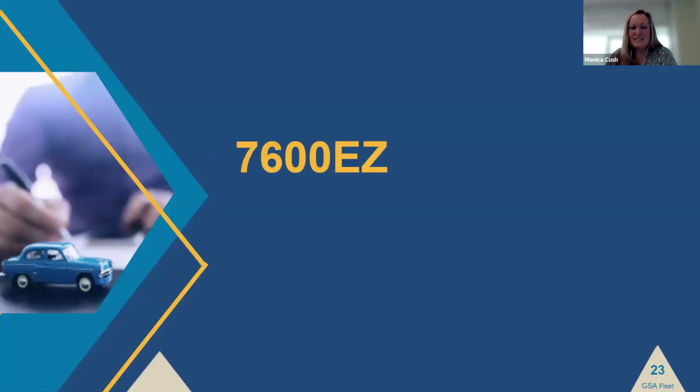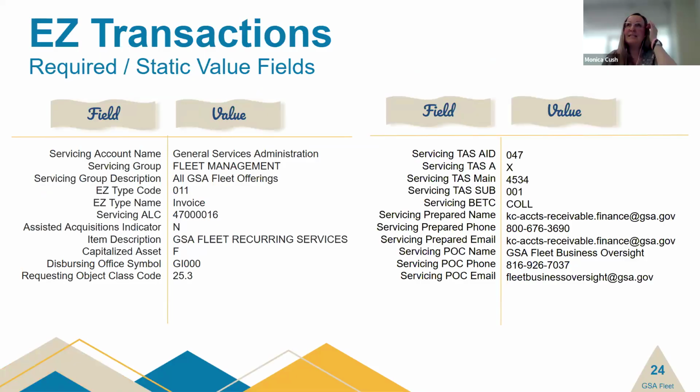Moving to the 7600 Easy record. What we have on this screen, the 7600 Easy record, has a lot of different data elements. And the question is, where are all these data elements coming from? They may be coming from Wallet. So it's very important that Wallet information is accurate.